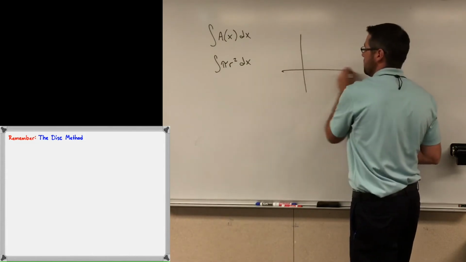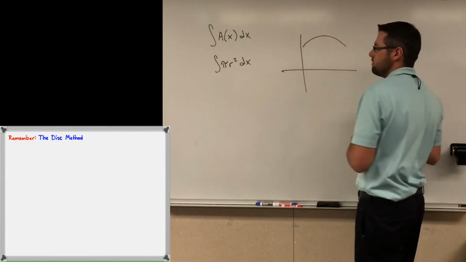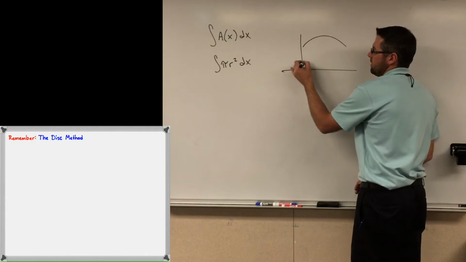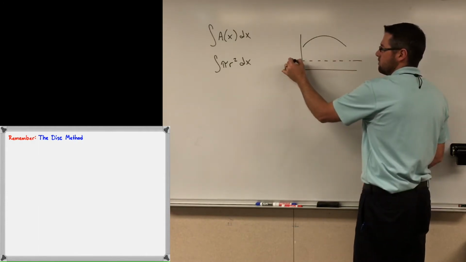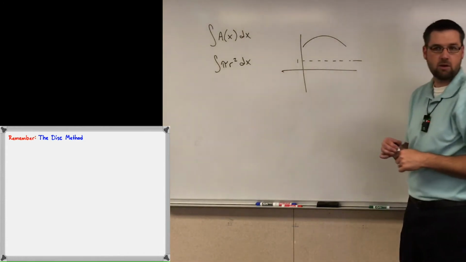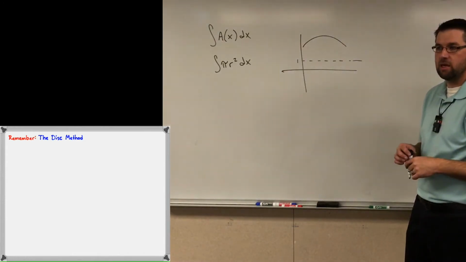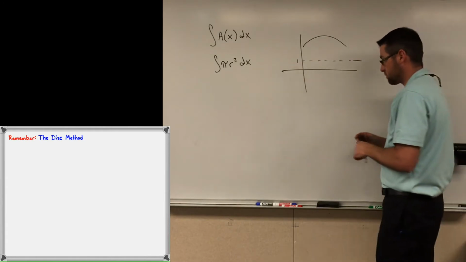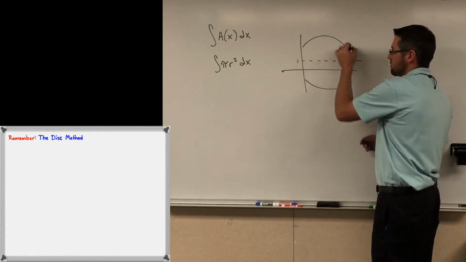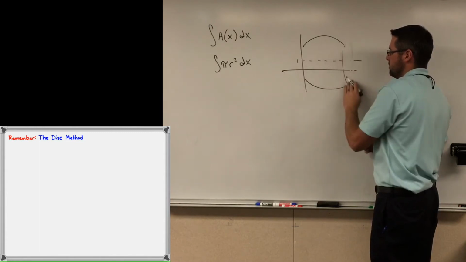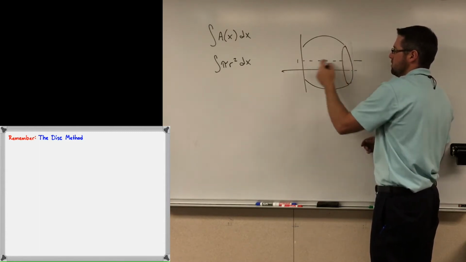What if, though, we took a curve, something like this, and we wanted to rotate it about that line instead? Let's say this was y equals 1. Okay? What would the radius be then? The distance from... So the rotation would look something like this, right? Something like this, right?